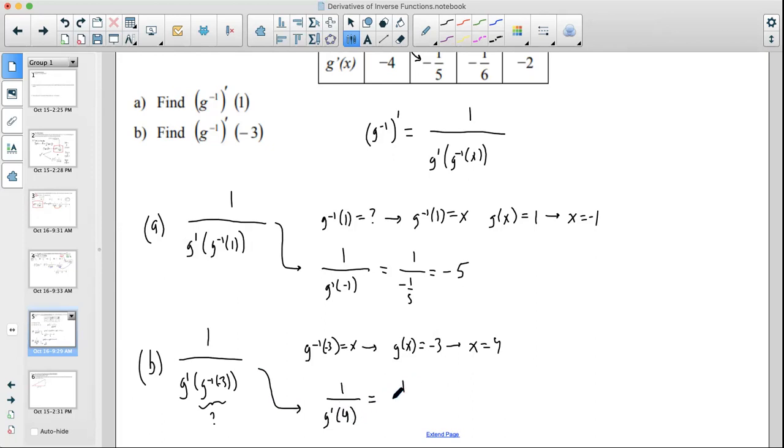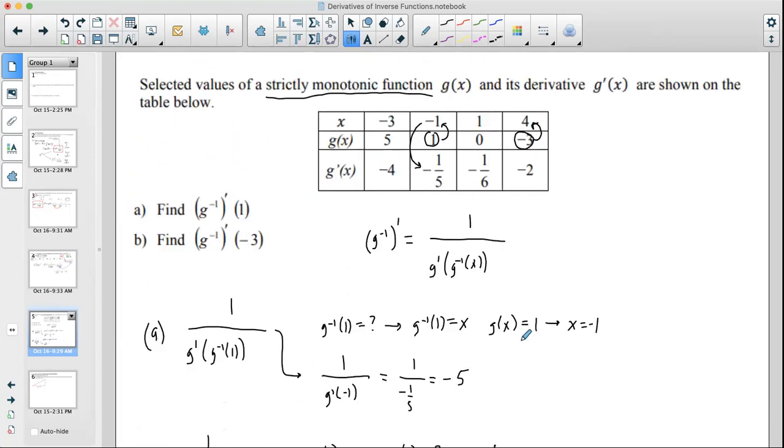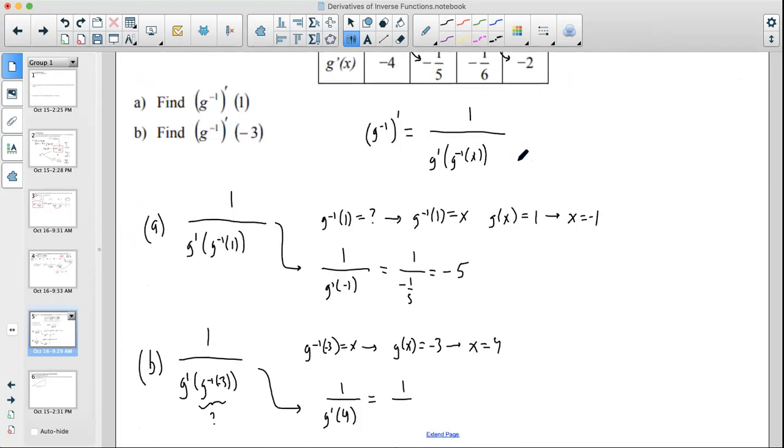which equals 1 over, and I'm just really hoping that this is in my table, and of course it is, because this 4 is in the table and g prime is right here. So I go back down here. g prime of 4 is -2. This is equal to -1/2. So these are my two answers.